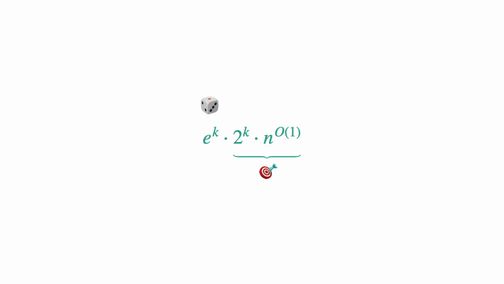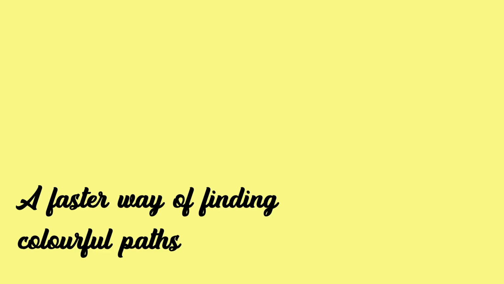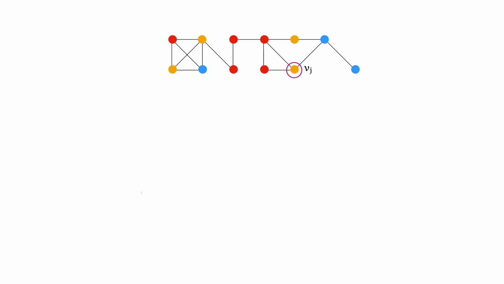In particular, we can improve the k factorial to 2 to the k using dynamic programming over subsets of colors instead of trying out all possible sequences. So let's go ahead and discuss what that could look like so that we get this improvement in our running time. So remember that the input at this point is a colorful graph.